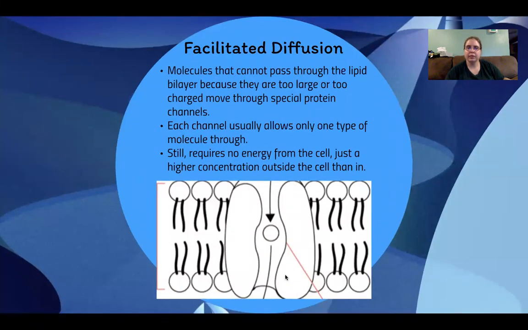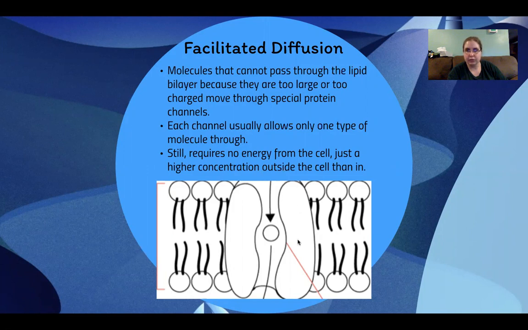Sometimes though, there are molecules that want to move from an area of high to low concentration, but either they're too large to pass through the phospholipid bilayer, or they have too much of a charge. They have too much of an ionic charge to move through. Well, in that case, we have what's called facilitated diffusion. And what facilitated diffusion is, it's diffusion, but through a special protein channel, which we can see here. So a molecule that maybe can't go through the membrane for whatever reason, but it still wants to flow from high concentration to low concentration, it'll go through one of these protein channels.